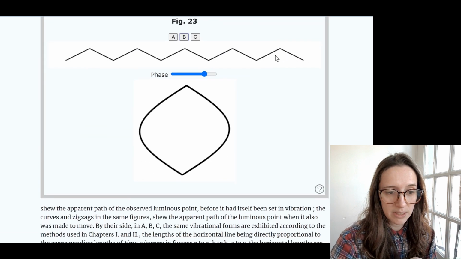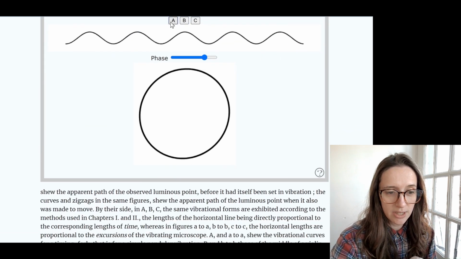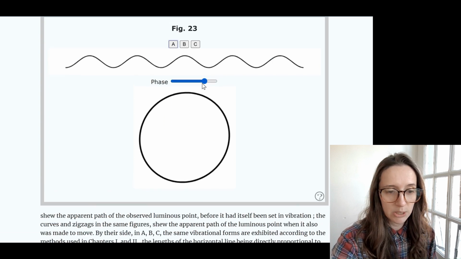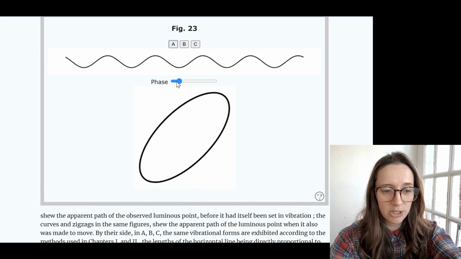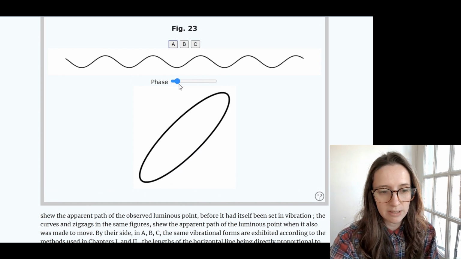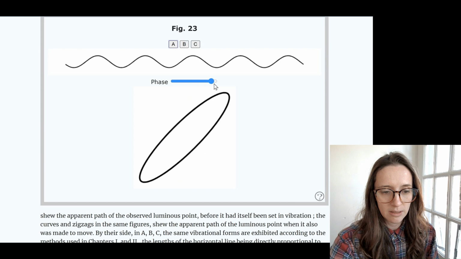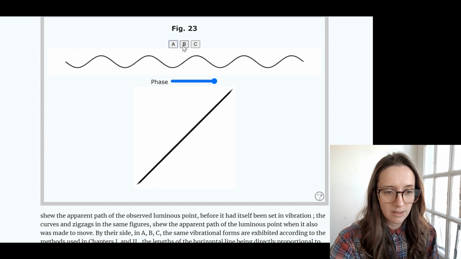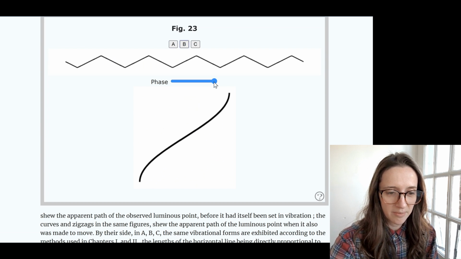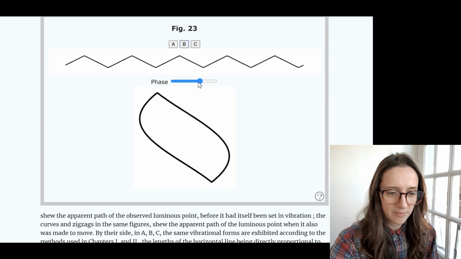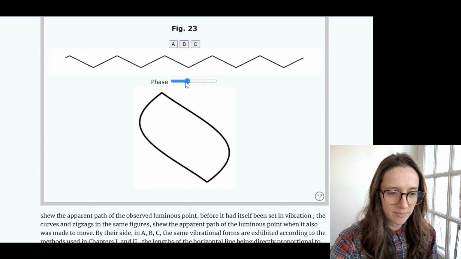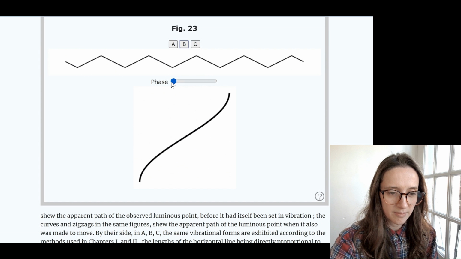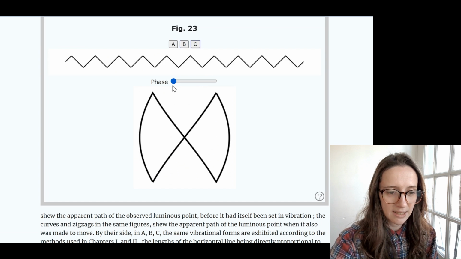This app helps us to visualize that. Here's the A curve, simple pendular vibration. And this is what we would see in the vibration microscope at different phases. Here's B curve. And C.